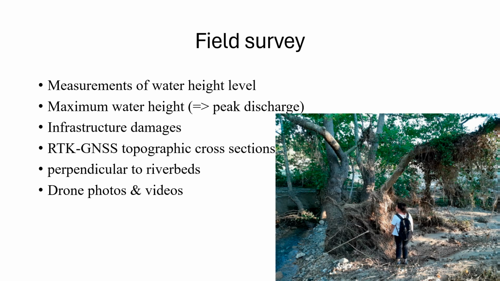An RTK GNSS equipment was used with accuracy 0.2 meters in order to create topographic cross-sections perpendicular to the normal stream flow, in order to determine with accuracy the topographic apex position in all studied streams.